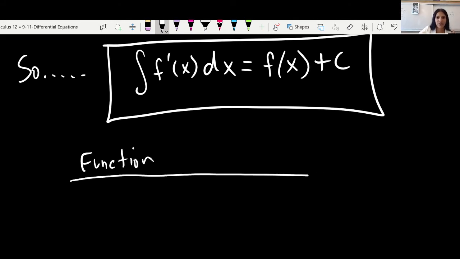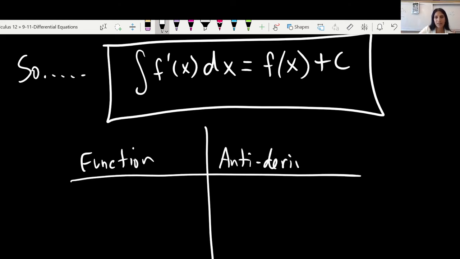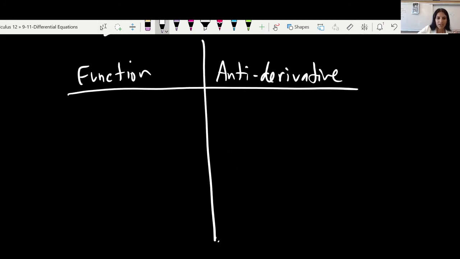If we have a function and we have the antiderivative, here's what it would look like. I'm going to write some out here: 0, 1, x to the n, 1 over x.